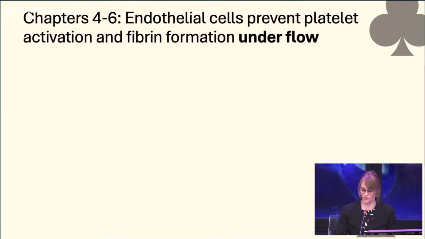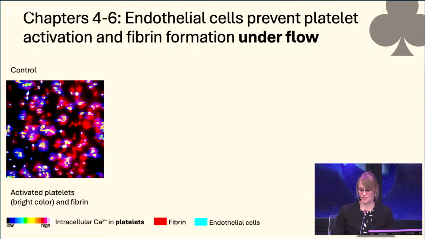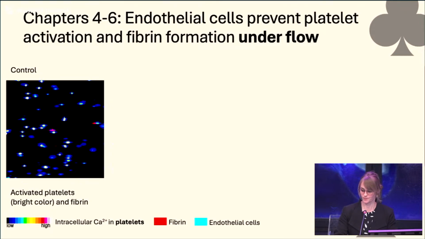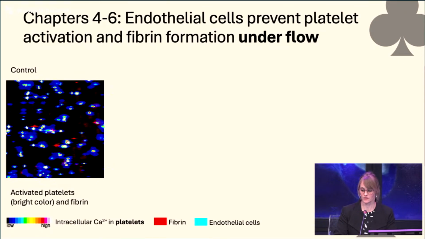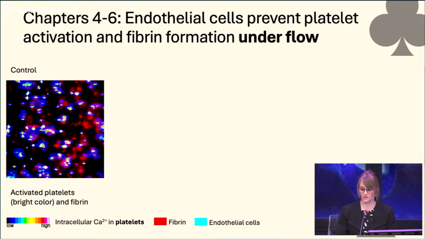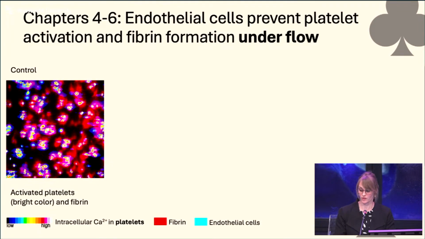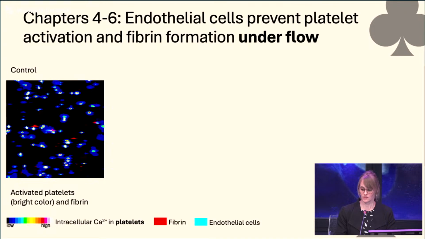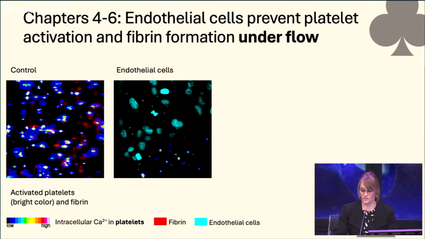In the last 3 chapters of my thesis, I investigated the effect of endothelial cells on platelet activation in the vessel-on-a-chip model. This time, the images show fluorescent colors of platelets in the thrombus and fibrin. The rainbow colors show the intracellular calcium rises in the platelets corresponding to activation levels, and in red you can see fibrin buildup.